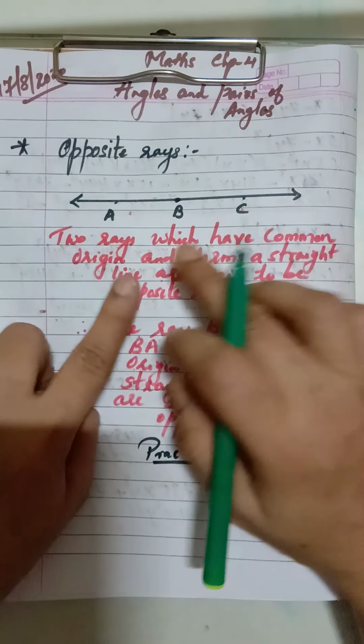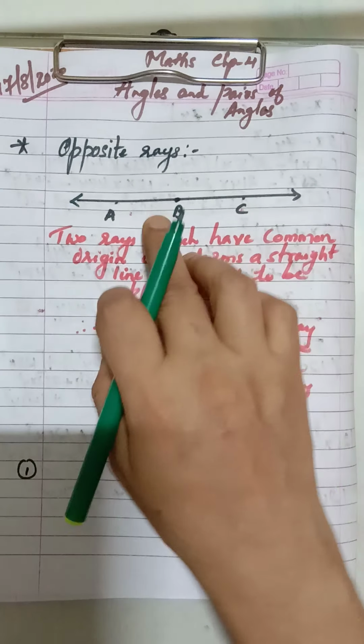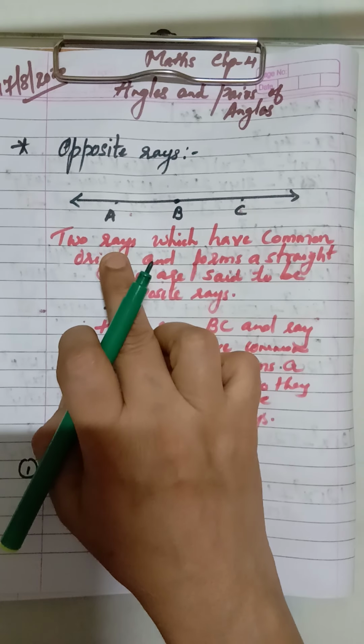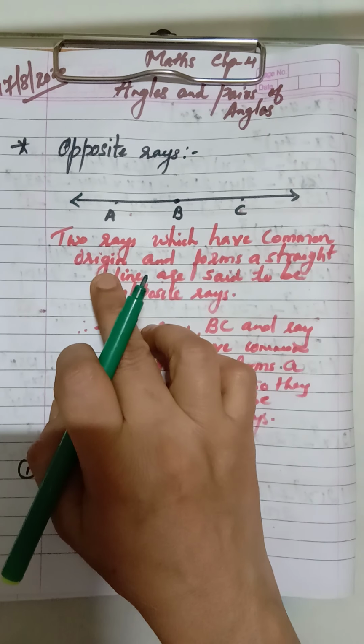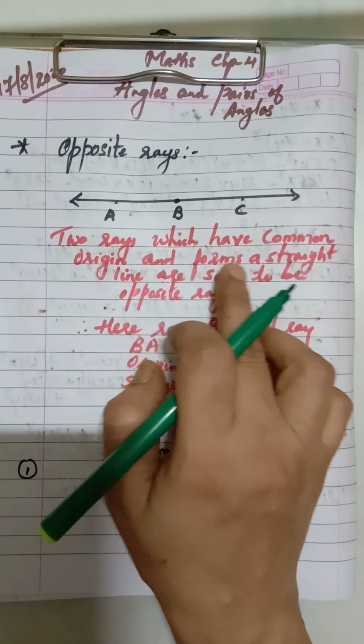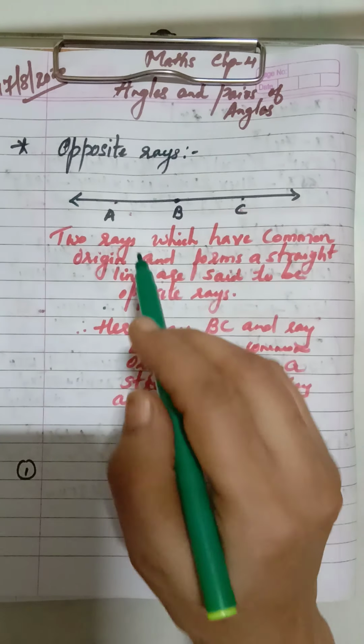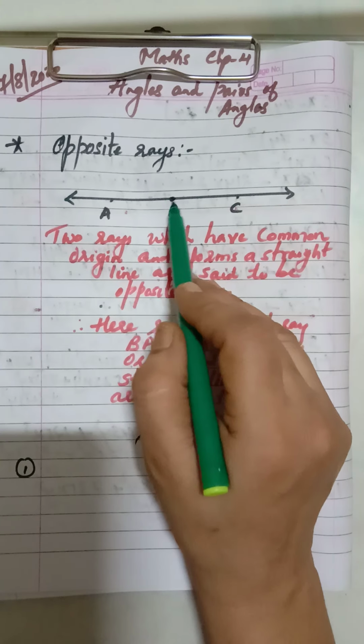Now you can see, children, I have drawn a figure. What is meant by opposite ray? So first let us see the definition. Two rays which have a common origin and form a straight line are said to be opposite rays. Now here you can see, children, I have drawn a figure.